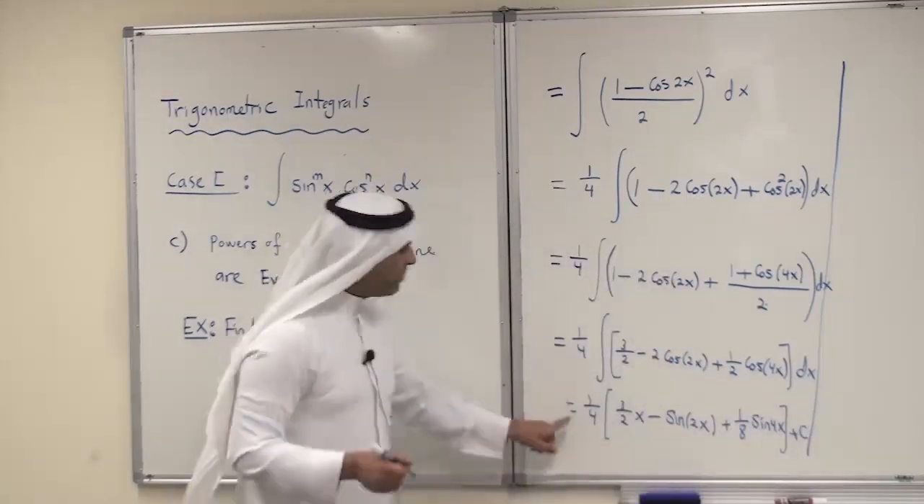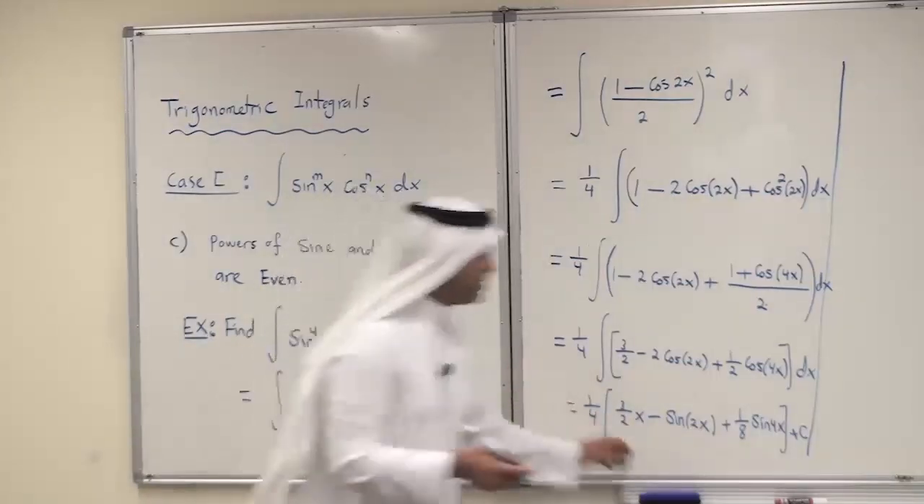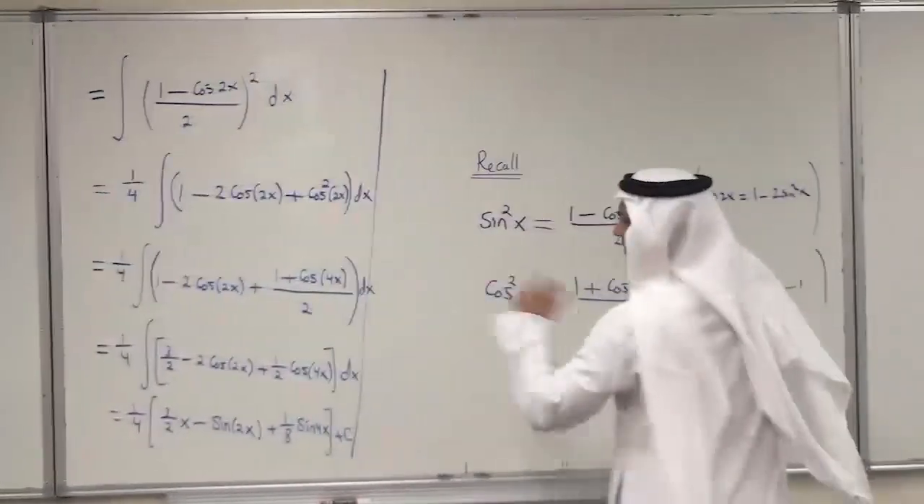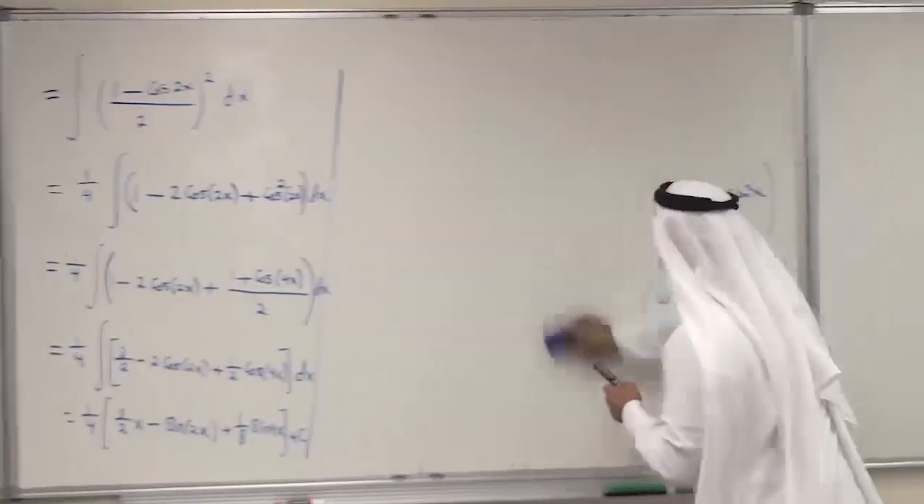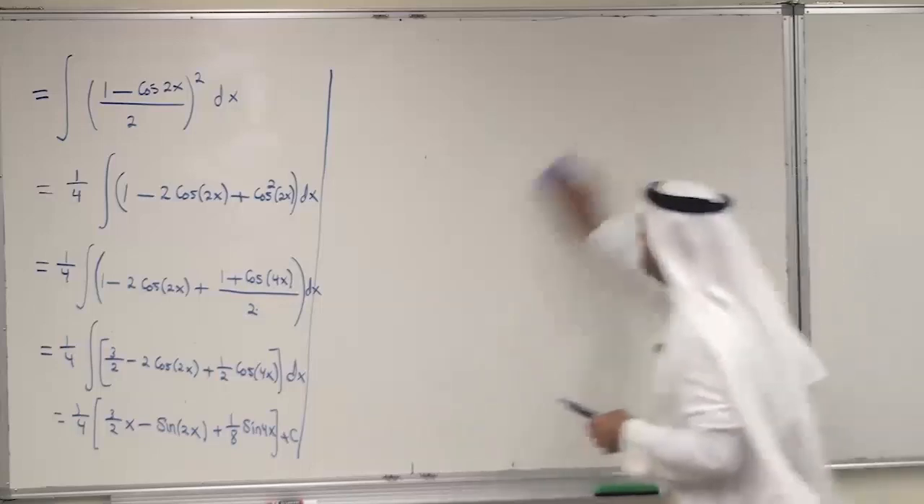Of course, you can multiply by 4 to get the final answer, if you like, in another form, just multiplying by 1/4 to get another shape of the final answer. And that will give me what? That will give me the following.